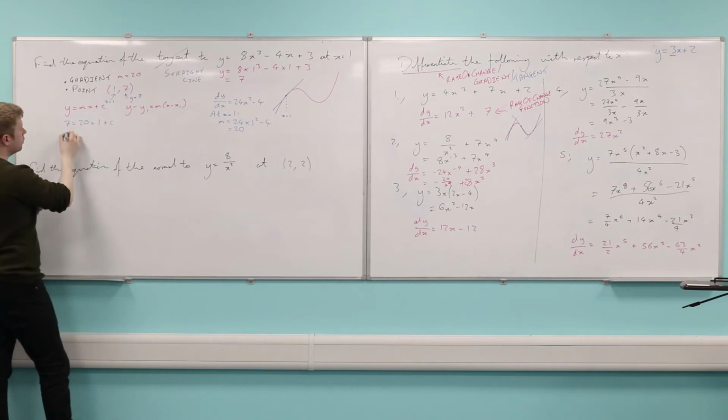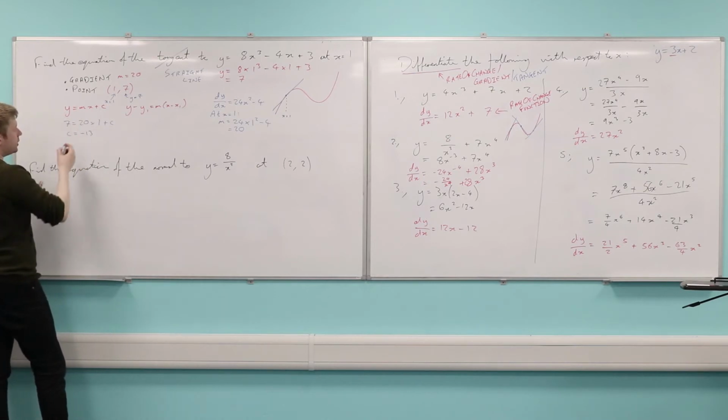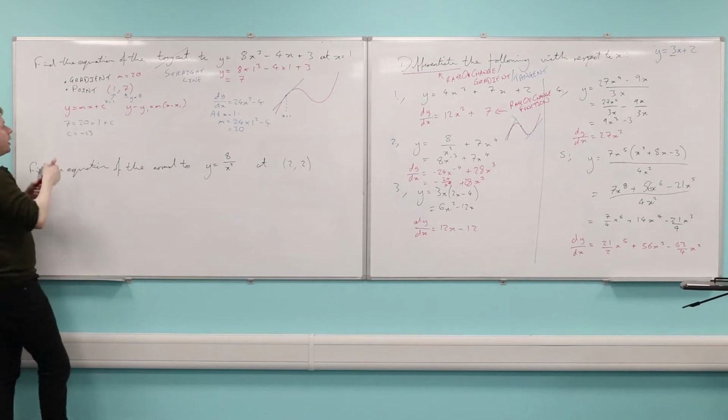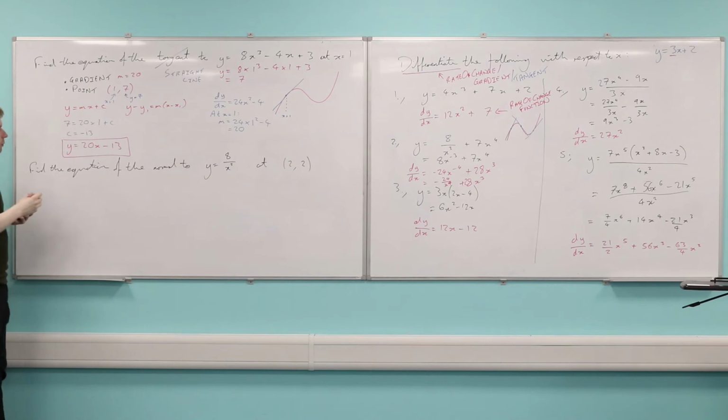Yeah, 7 minus 20 is negative 14. C is equal to negative 14. Isn't it? Oh, 13. Negative 13. Yeah, good. So I found my c. So therefore, the equation of my straight line is what? y equals 20x minus 13. Absolutely right. You all happy with that? Good. Excellent.